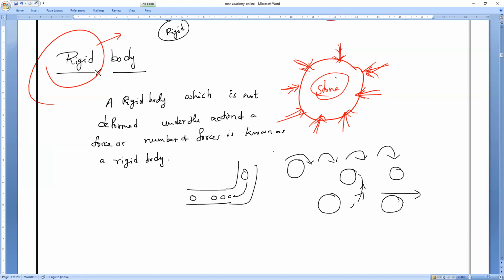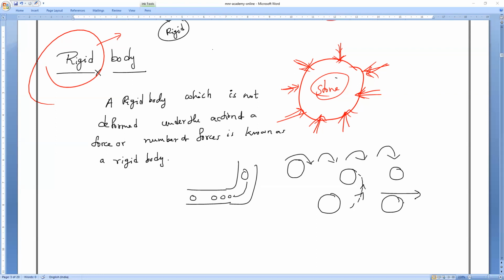Of course, a spoon can be cut by metal. We can melt it by heating. We can cut stone by hitting it with hammers. But that doesn't mean it is extremely deformable. Normally I'm saying a rigid body means one which cannot be deformed under the action of forces. That is what we call a rigid surface. Everyone understood?